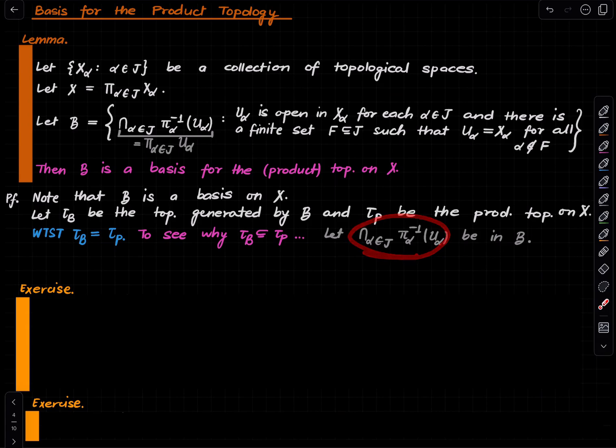But this is, if you think about it, only a finite intersection because of this clause. For all but finitely many, so there is a finite set F contained in J such that this happens. That's by definition of script B. For elements which are outside this finite set, what is this thing? This is pi alpha inverse of X alpha, because U alpha is equal to X alpha for alpha outside F. But what is pi alpha inverse of X alpha? This is the entire set X. So for all but finitely many of the elements in J, this thing is just the entirety of X. So not writing them will not change anything.